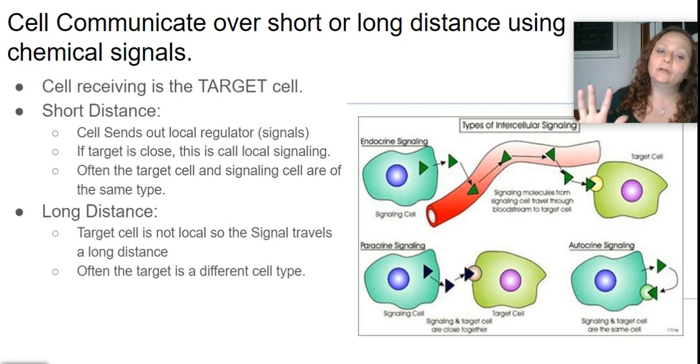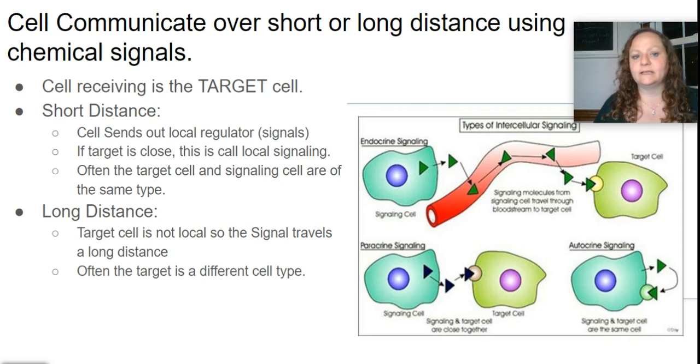Long distance signaling, the target cell is not local, obviously, and the signal may actually have to travel quite a distance, oftentimes through the bloodstream to get where it's going. When we see long distance signaling, usually the cell types are going to be different as well. It's two different cell types that are taking part in the communication.